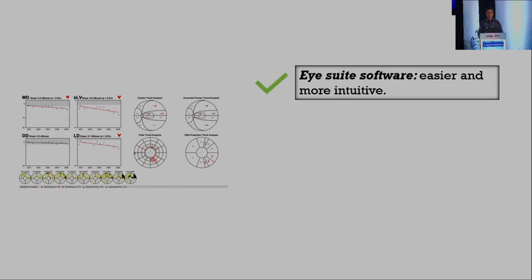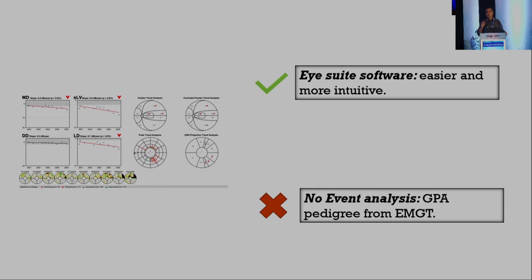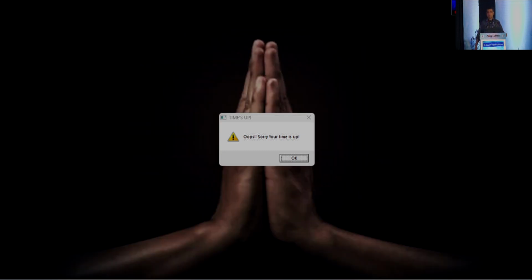The IC394 software in general, as you notice, is color-coded, so it's easier and more intuitive to understand. But the difference is there is no point-to-point event analysis. Right? But the GPA has a lot of pedigree also because it is derived from the EMGT. And the point-to-point event analysis is considered to be very sensitive for early detection, as has already been mentioned by Dr. Reni. And therefore, that can be considered as a con. I thank you for your patient listening.